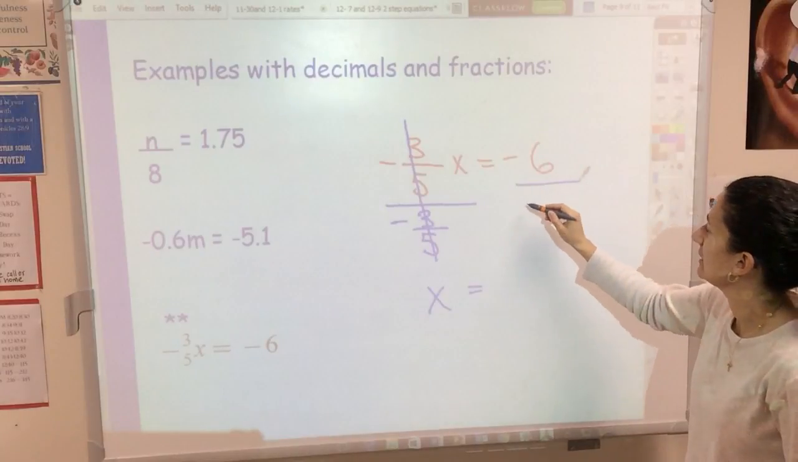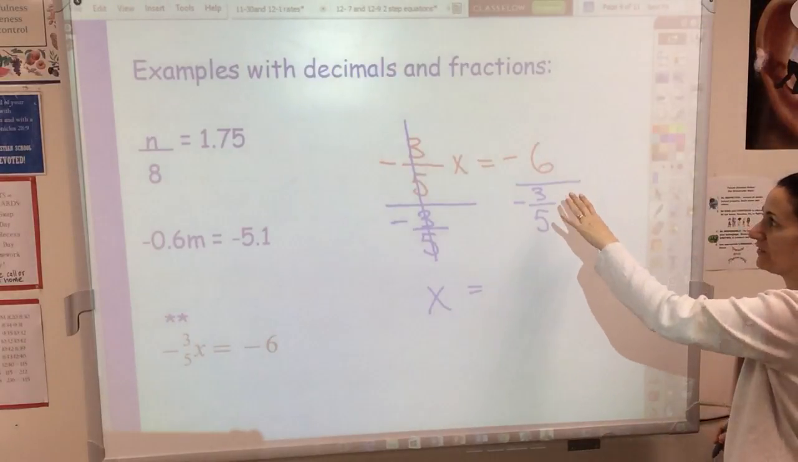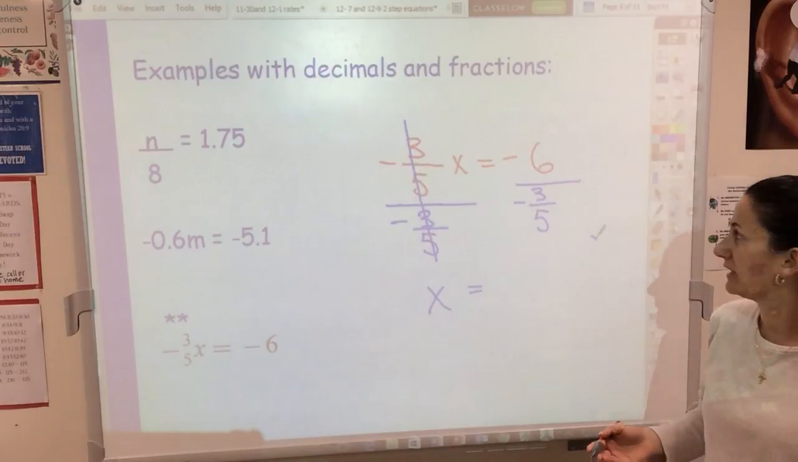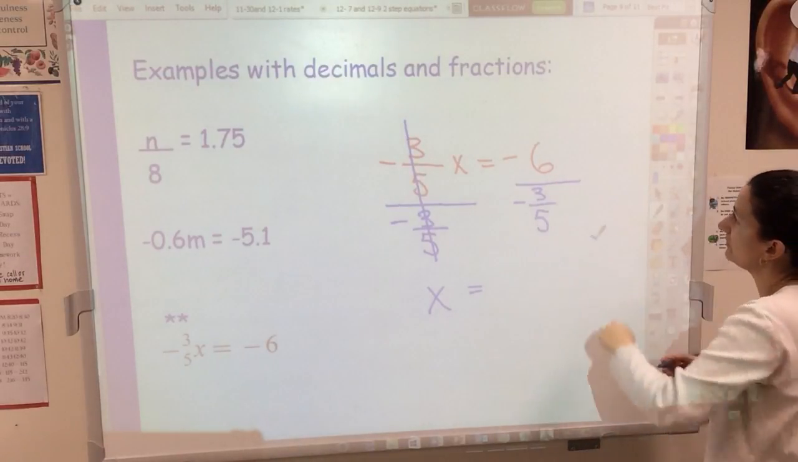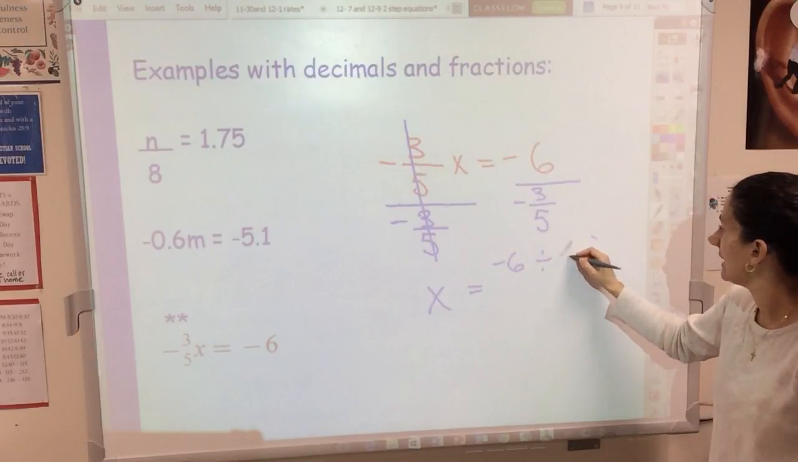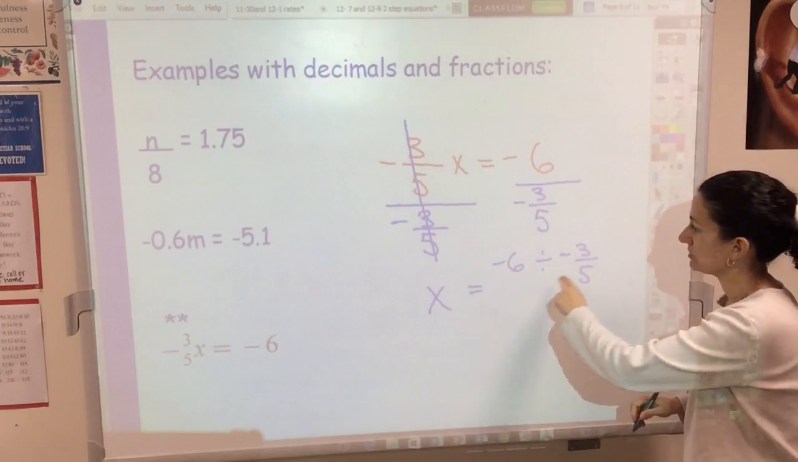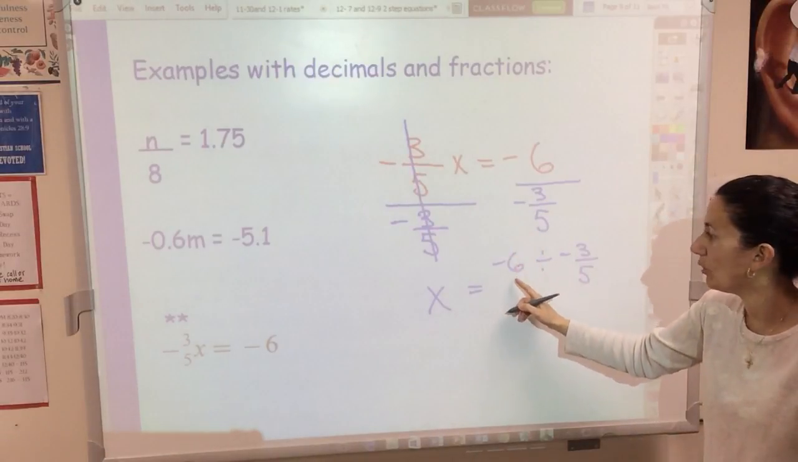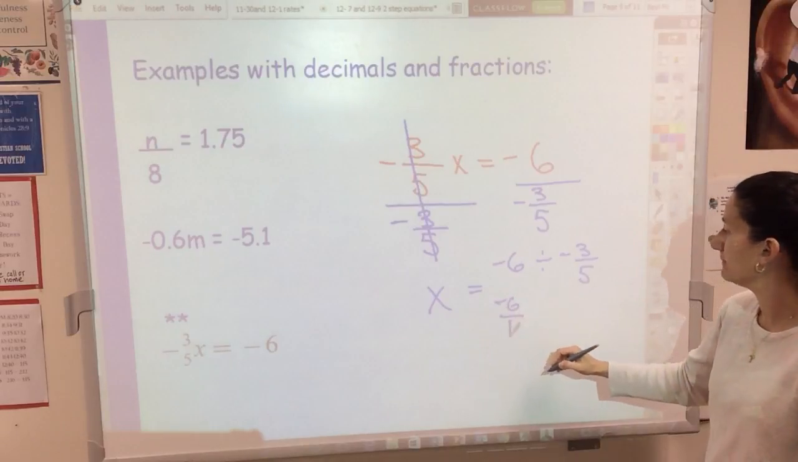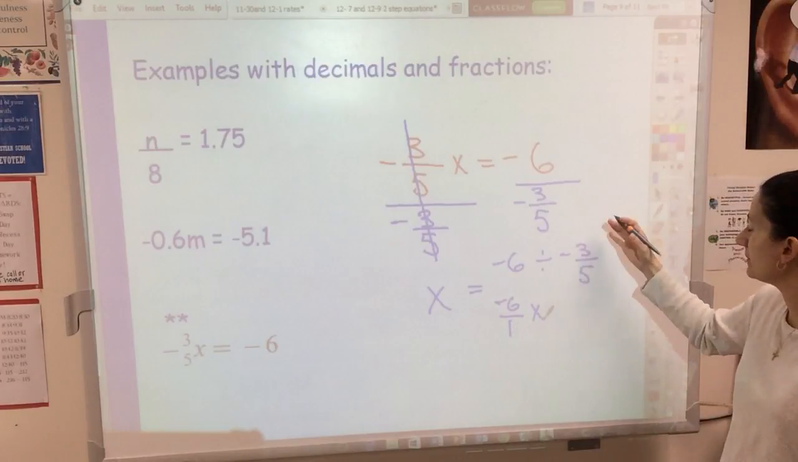Whatever I do to one side, I must do to the other. And here comes the tricky part. If I'm going to divide this side by negative 3/5, I want to just remind you of what this actually means. We're showing the work a little differently than when we learned how to multiply and divide fractions. So what we actually have here is negative 6 wholes divided by negative 3/5. Okay, so to solve this, I'm just going to remember how to divide fractions. I'm going to make any whole or any mixed number improper. So that's negative 6 over 1. I'm going to change the division to multiplication, and I'm going to flip the second fraction.